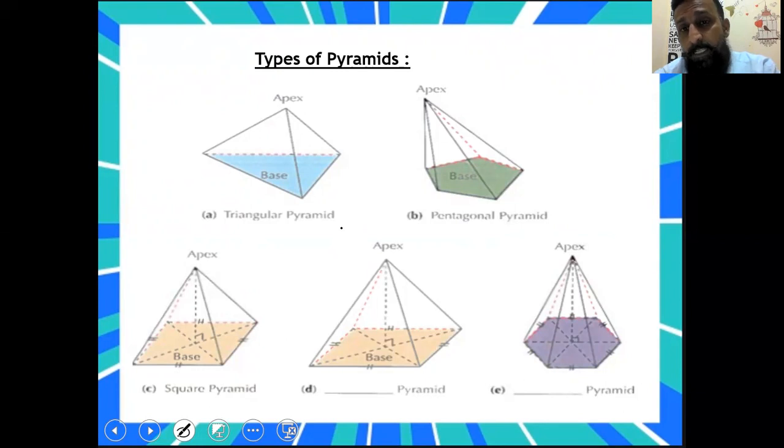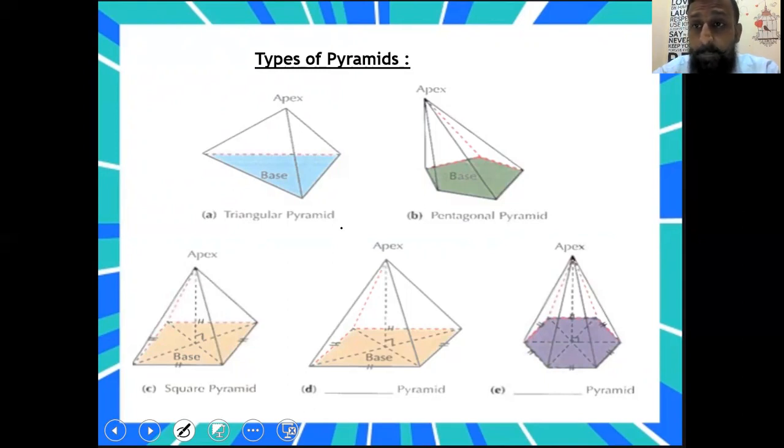The second part, we can see it's a pentagon with the 5 sides. So we will be naming it as a pentagonal base pyramid. Example 3, a square base pyramid. And example D, now this is also called a right pyramid.